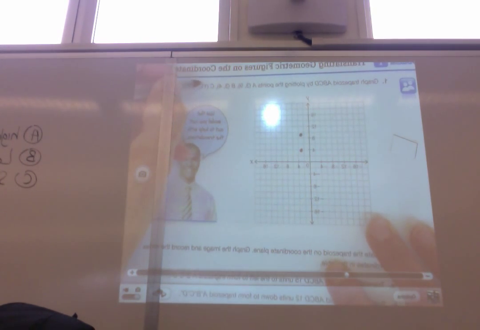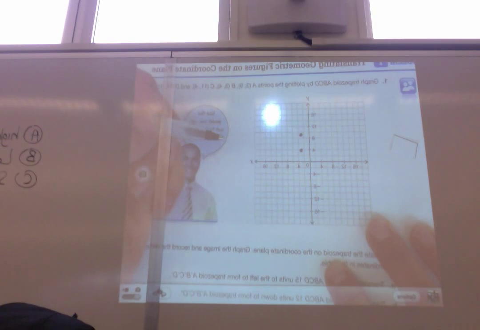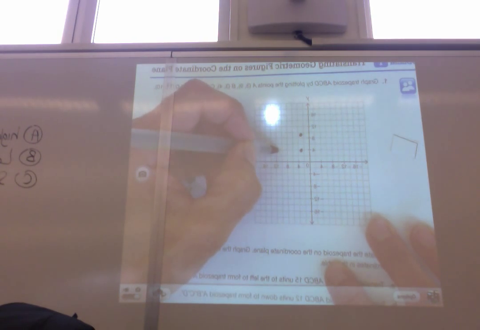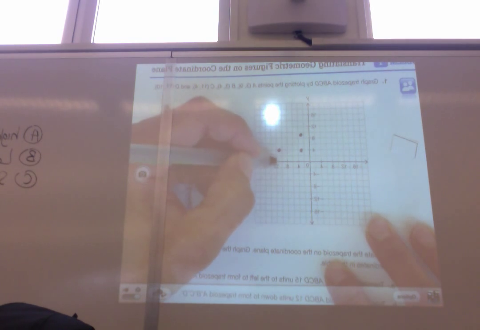And then C is 11, 4. 11 is on the x-axis. It's almost to the 12. And then 4 is easy to find. And then D is 11, 10. Good, 8, 10.